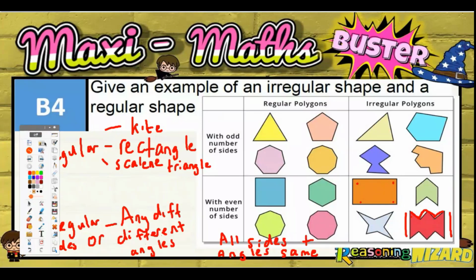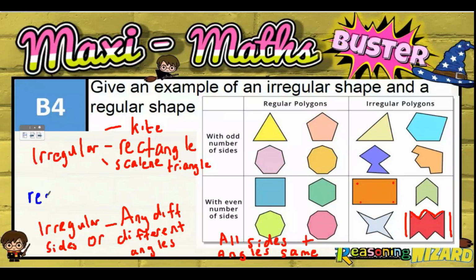So let's turn our attention to the regular. We'll do that in a different color to make it stand out. So regular, you could say a square. All sides are the same, all angles are the same. You could say an equilateral triangle. That is an example of regular.